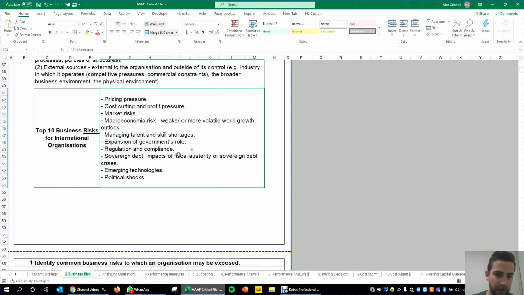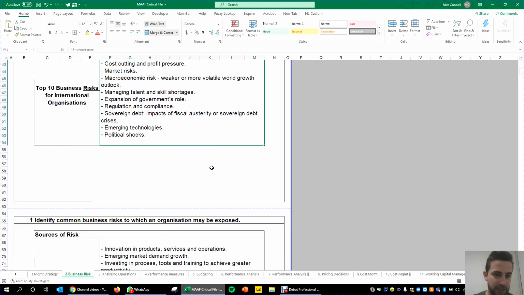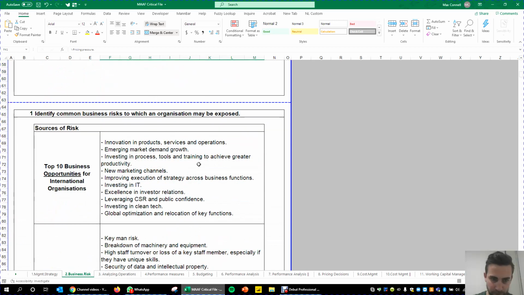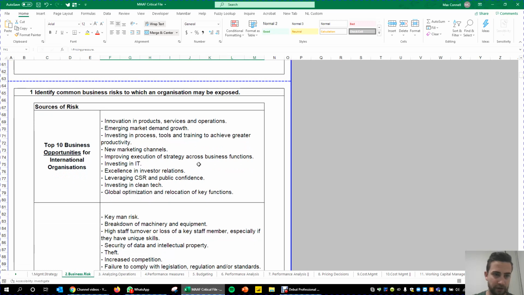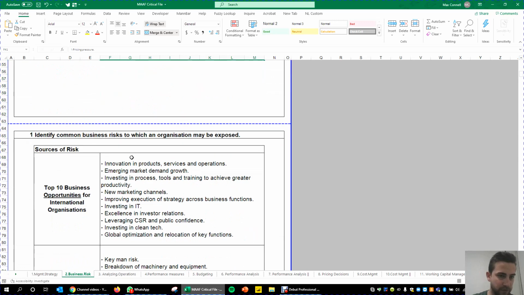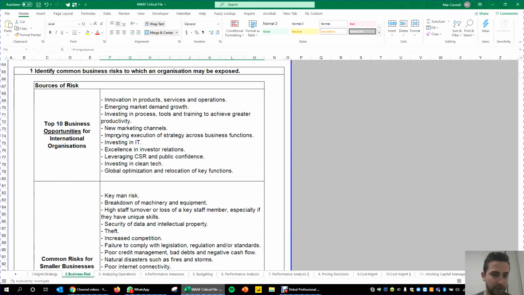So the top 10 ones are pricing pressure, cost cutting, market risks, macroeconomic risks, managing talent, expansion of government role, regulation compliance, sovereign debt, emerging technologies, political shocks. So the first part is a deep dive into identifying the common risks to which the business may be exposed. So we talked about the top 10 business risks for international organizations. And now we're going to talk about the top 10 business opportunities.